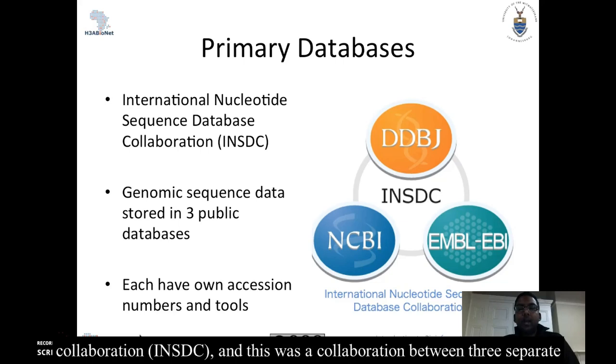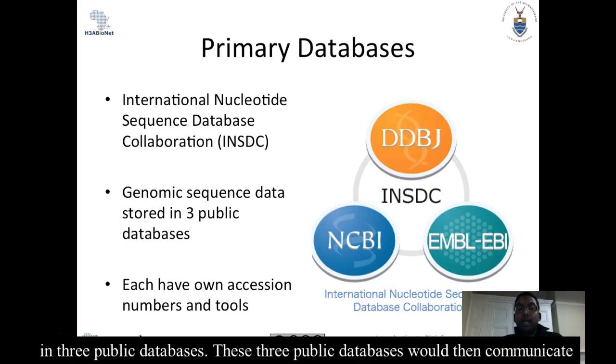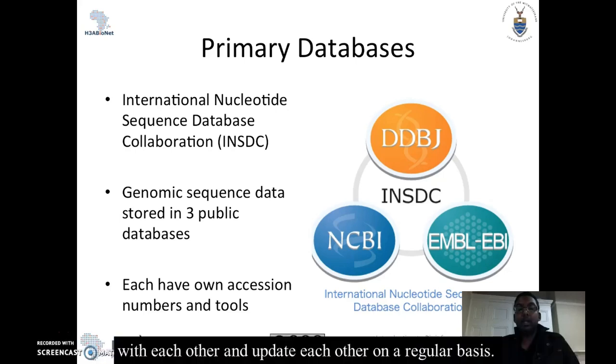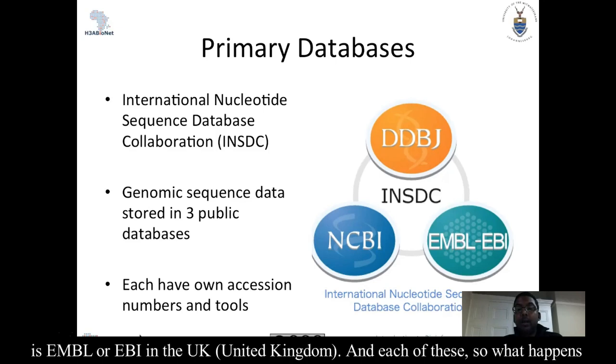And this was a collaboration between 3 separate institutes. Essentially it was a way in which genomic sequence data could be stored in 3 public databases. And these 3 public databases would then communicate with each other and update each other on a regular basis. So the first is DDBJ in Japan, the second is NCBI in the United States, and the third is EMBL or EBI in the UK.